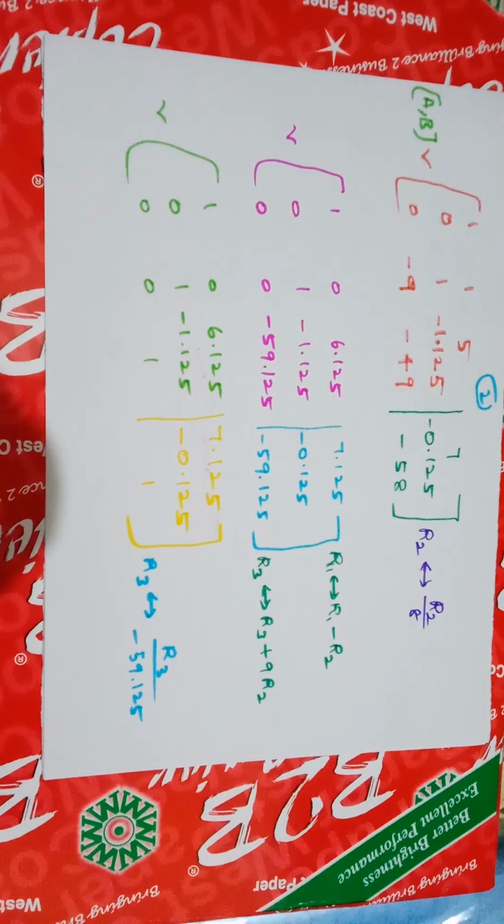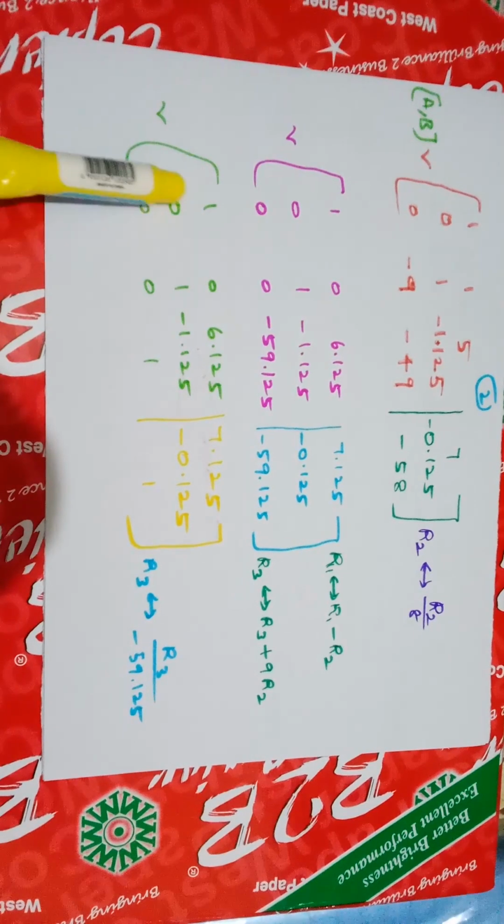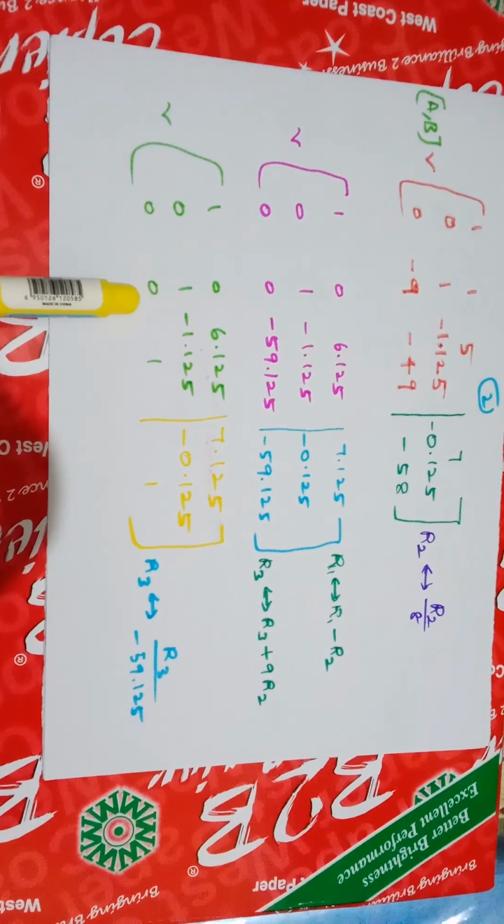See this place, the last one, this place, this place. Okay, this is our favorable wish, isn't it? 0, 0, 1 and the last one 1. So the operation is R3 divided by minus 59.125. So after applying this operation, the last row becomes 0, 0, 1, 1, isn't it?